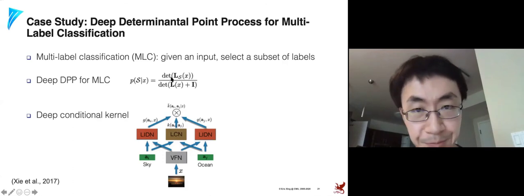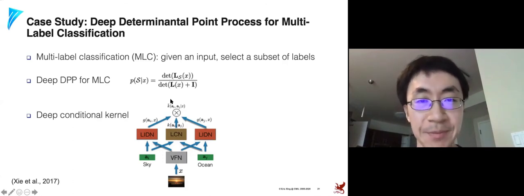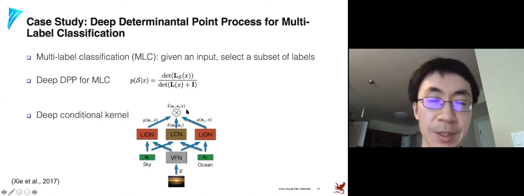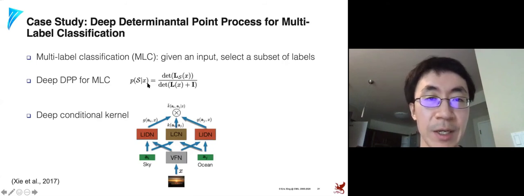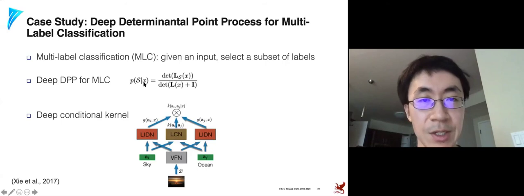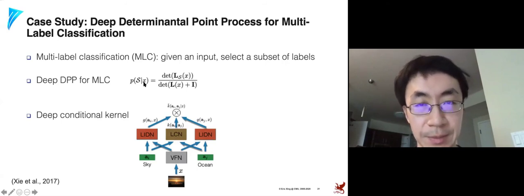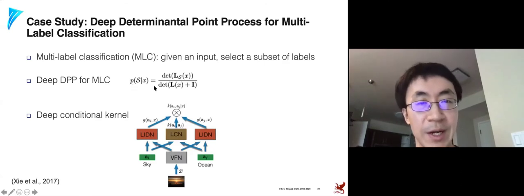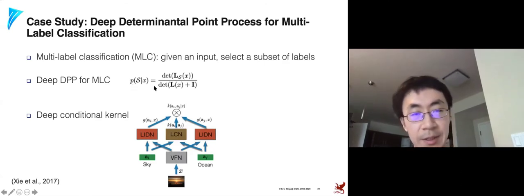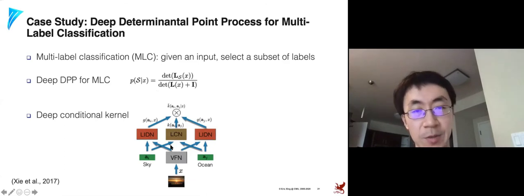Based on this conditional kernel, we apply it to every pair of labels and get this conditional kernel matrix. And then we define a distribution over a subset of labels S conditional on the image X. So this is the conditional DPP defined over label subsets. And in the conditional kernel, we have these weight parameters of the neural networks. We want to learn them.